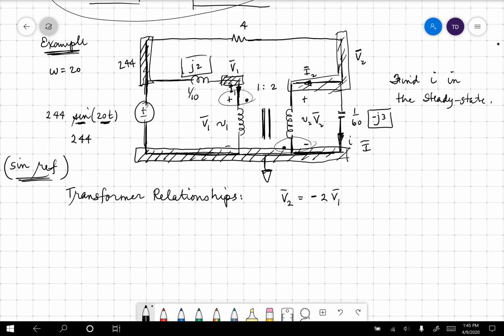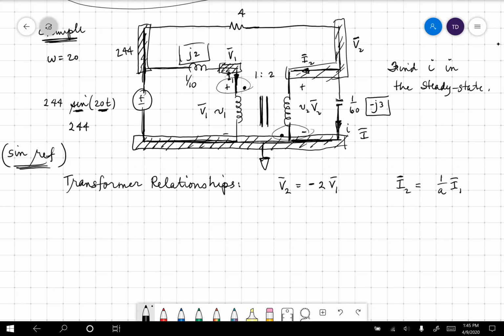Okay, now the relationship for I. I2 is 1 over A I1. Question is that plus or minus? Plus. Correct. That is a plus. So we have our relationship for V2. We have our relationship for I2. And now what we can do is we can start to write our equations.